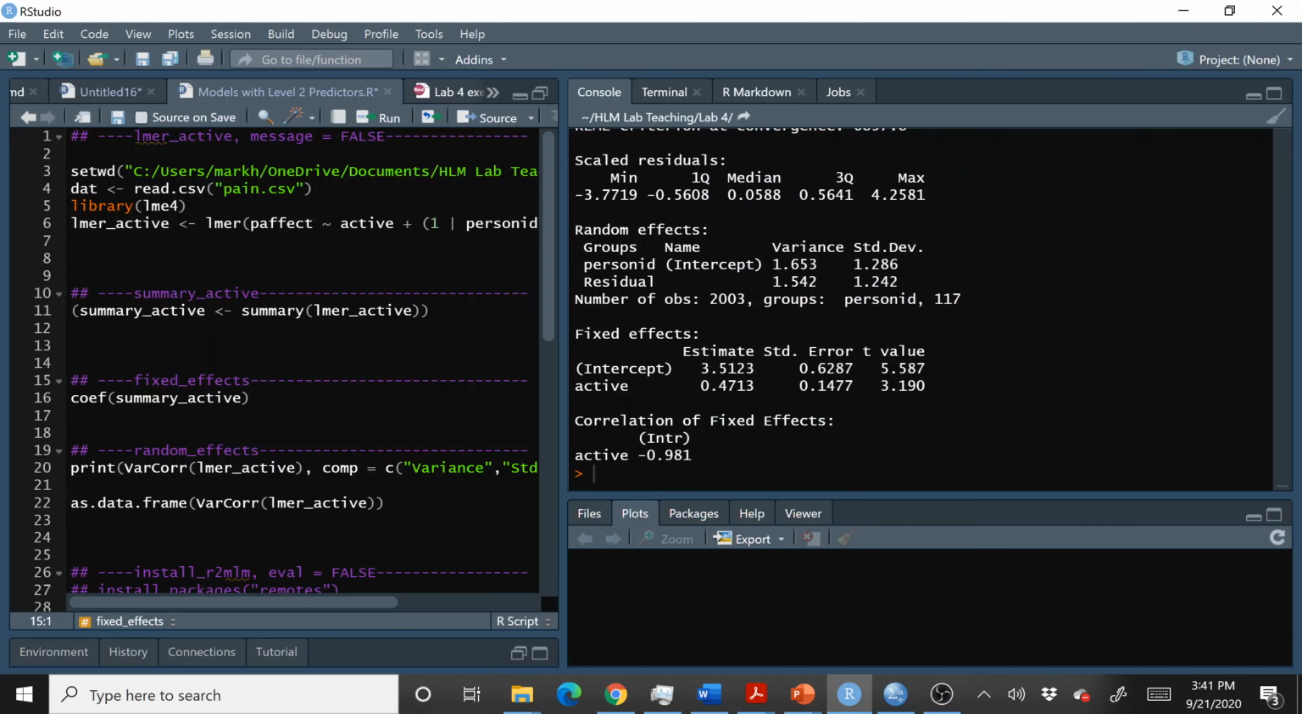Then we have the fixed effects table, and this is again similar to what we saw in the unconditional model, but now we have an additional parameter for activity, and the estimate is the gamma 0,1. This is the slope of active on our outcome P affect. And then we have a correlation of fixed effects. Now that we have more than one fixed effect, it'll give us a full correlation table. In this case, we only have one fixed effect, so it's correlating it with the intercept.